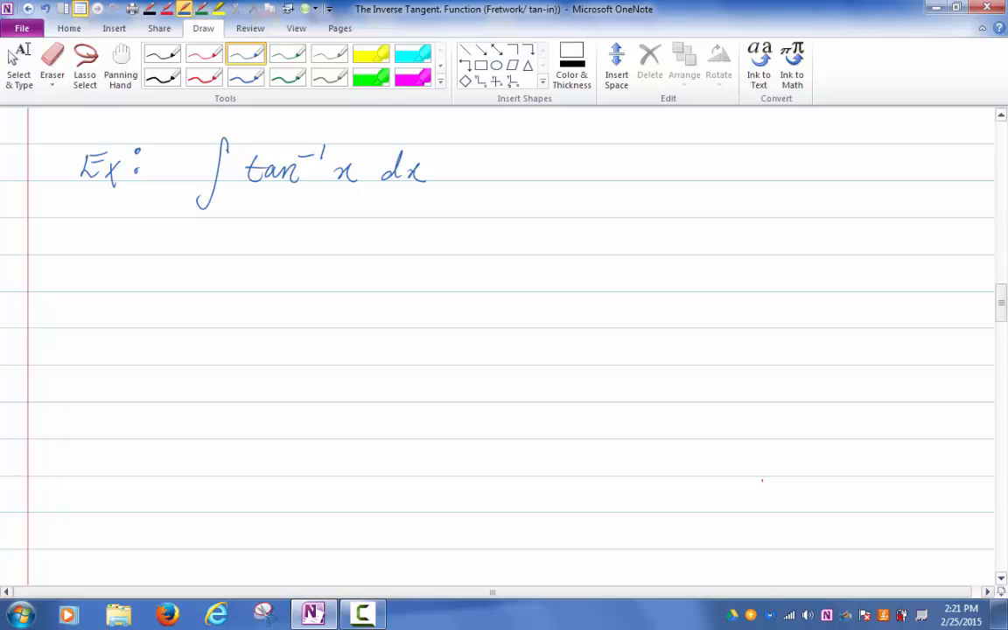What are our premier tools? U substitution or integration by parts? Do you see any type of composition or anything going on that might allow you to use U substitution? No. So that tells you what? Maybe integration by parts. Okay, so let's think about integration by parts.